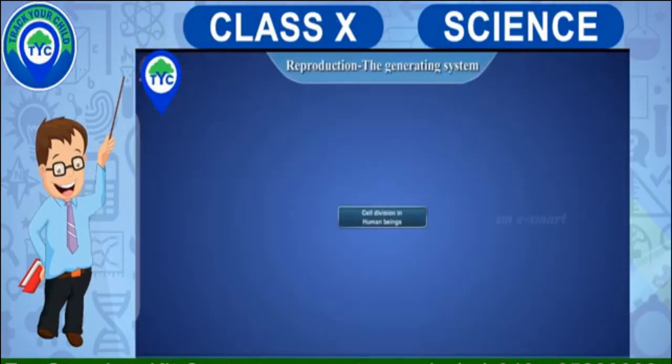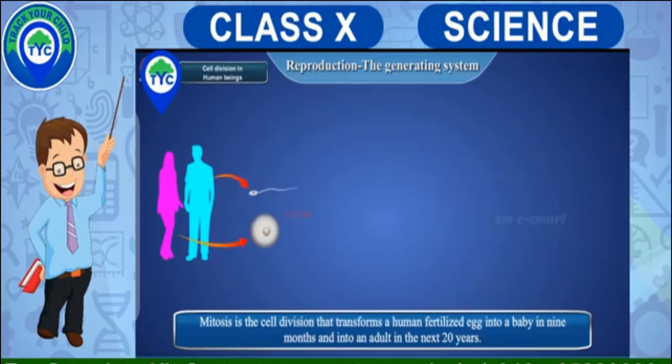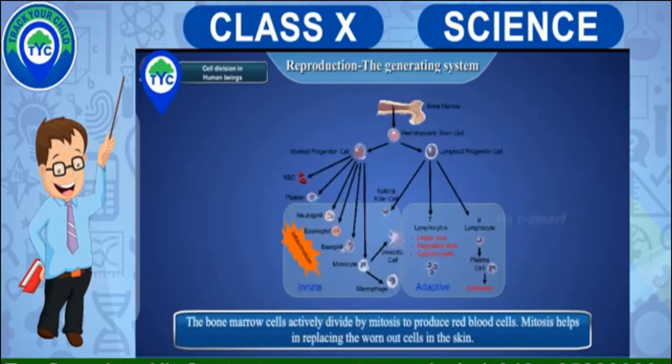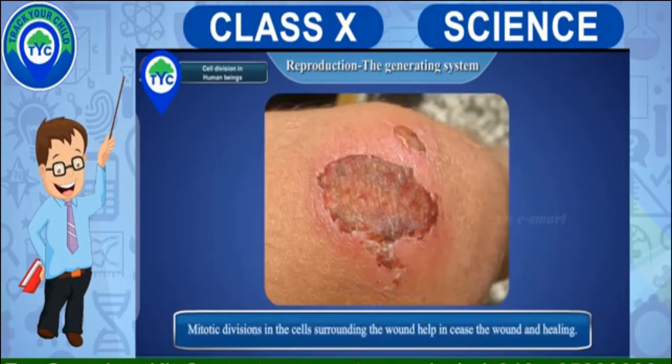Cell division in human beings. Mitosis is the cell division that transforms a human fertilized egg into a baby in 9 months and into an adult in the next 20 years. The bone marrow cells actively divide by mitosis to produce red blood cells. Mitosis helps in replacing the worn-out cells in the skin. Mitotic divisions in the cells surrounding a wound help in closing the wound and healing.